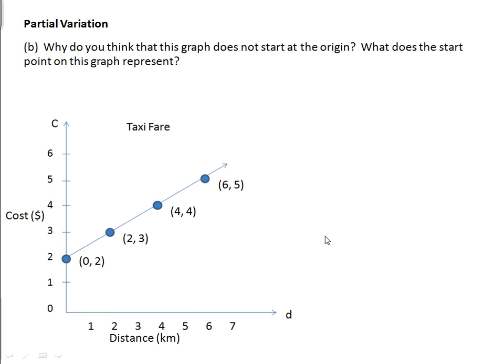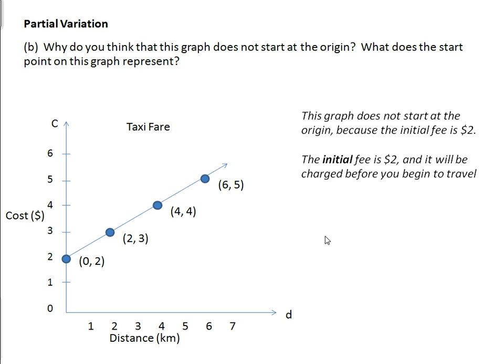Part B. Why do you think that this graph does not start at the origin? What does the start point on this graph represent? We already discussed that in Part A, so just quickly, the graph does not start at the origin because the initial fee is $2. Once again, before any distance has traveled, we already have an automatic fee of $2. The initial fee is $2, and it will be charged before you begin to travel.